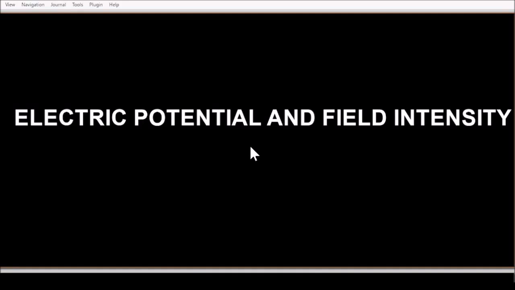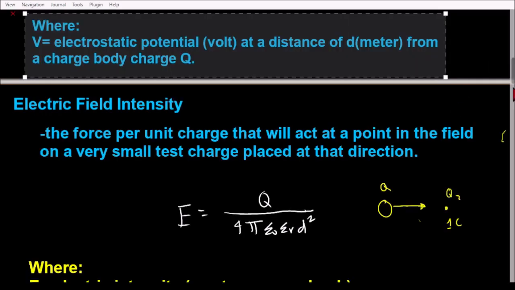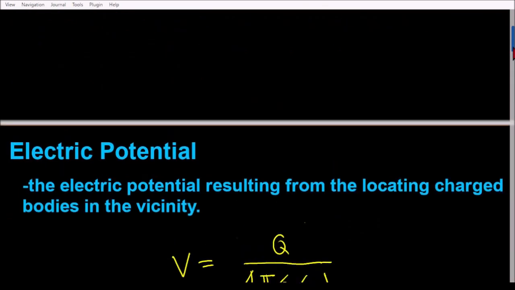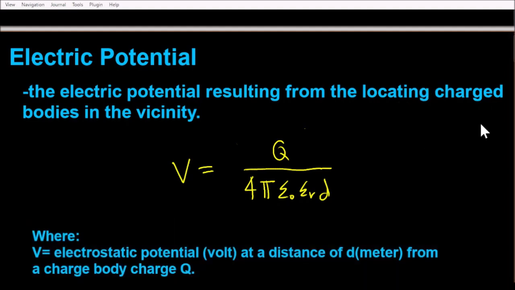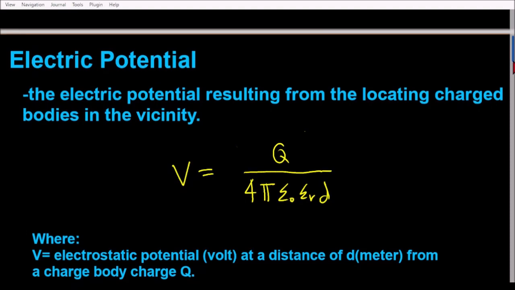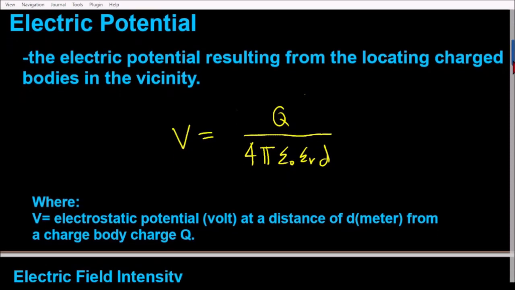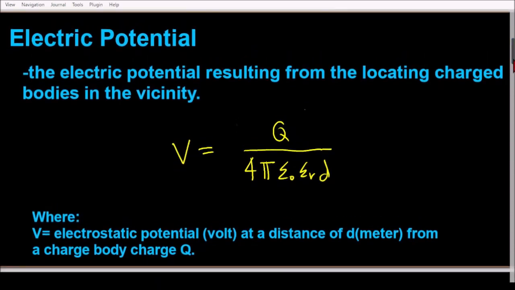So, electric potential and field intensity. Okay, so we have first the definition for electric potential. Electric potential is the result of the location of charged bodies in the vicinity. The unit for electric potential is the volt. Then the distance, this one d, is in meters.